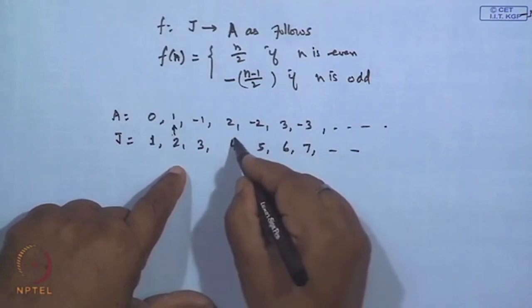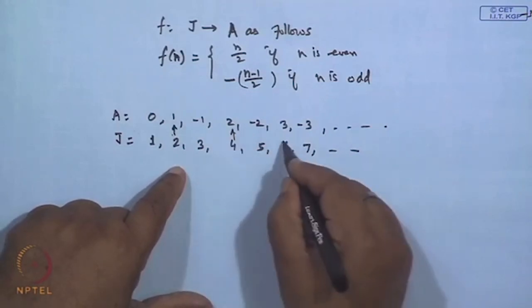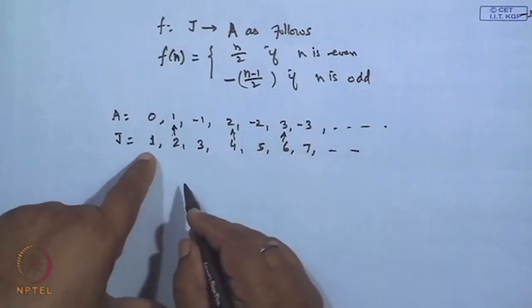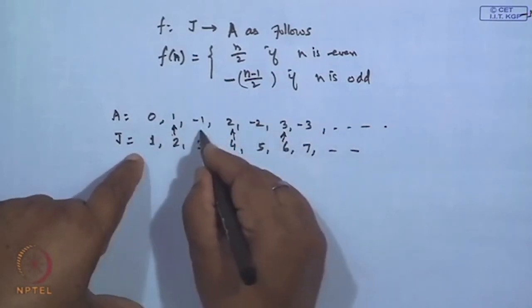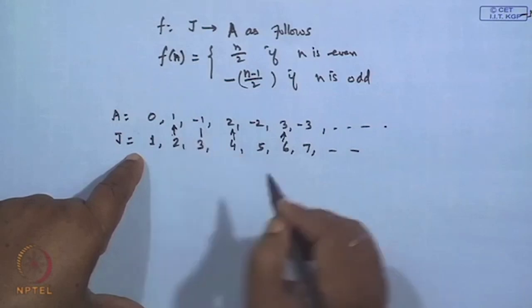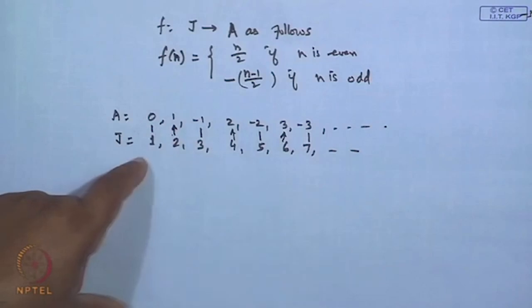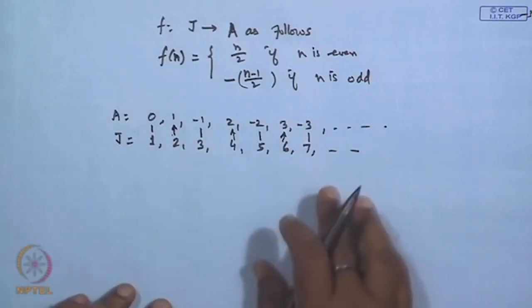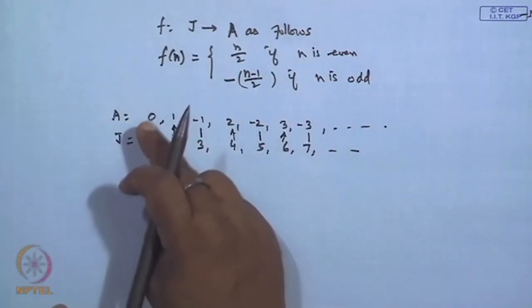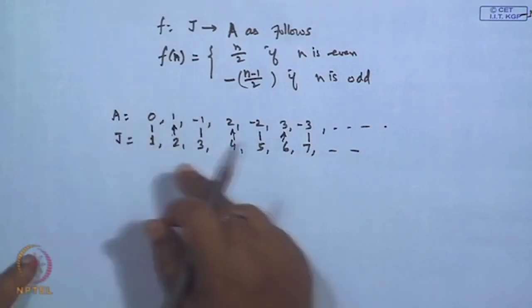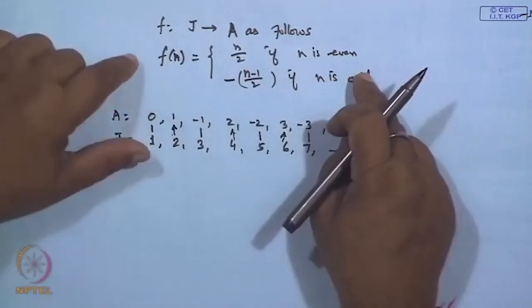Okay. Then 4 will go to here, 6 will go like this, and when n is odd, then you are getting this thing, this thing, this thing, and of course, 1 will go to 0. So, there is a 1 to 1 correspondence between the elements of the set A and set J. So, obviously, this mapping is a 1-1 mapping.